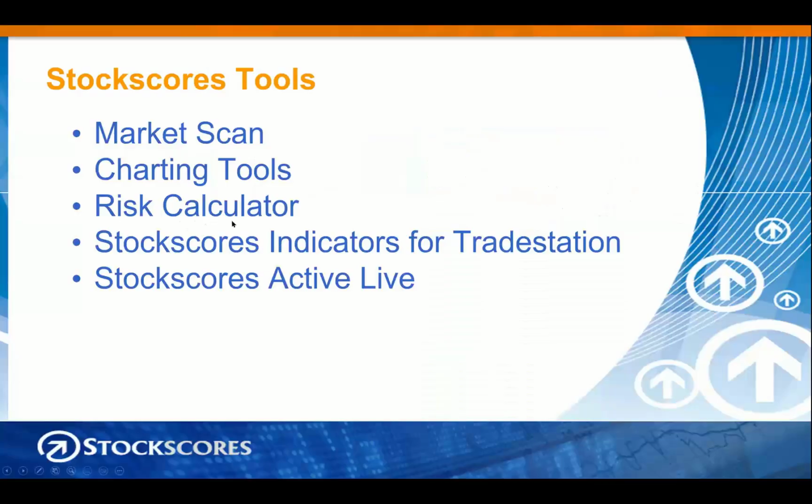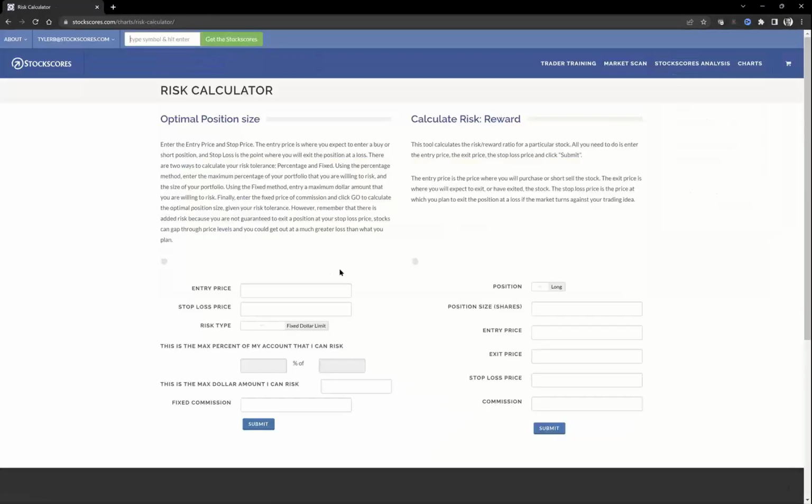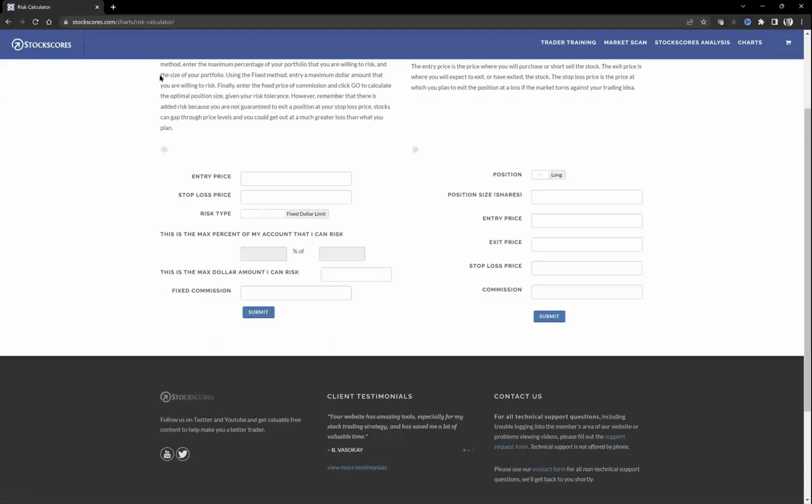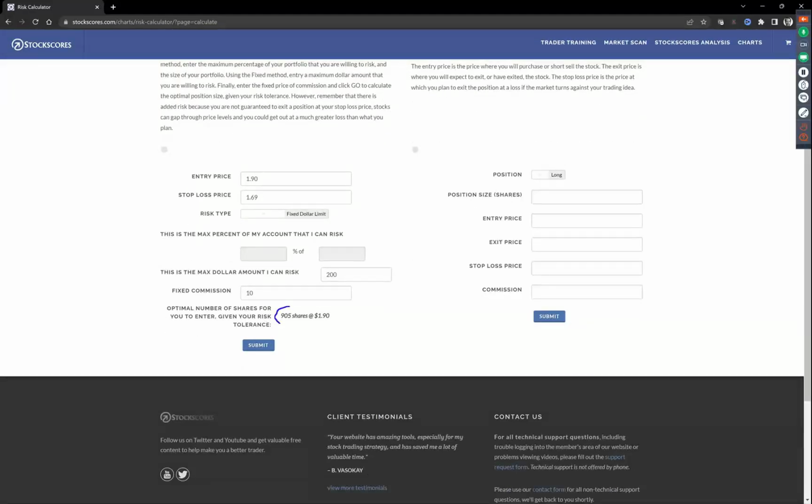Okay, the risk calculator is another tool in the Stockscores website. So if I go to charts and go down to risk calculator, I can determine position size. So if we're buying a stock at $1.90 and we're going to plan to lose if it goes below $1.69, and we don't want to lose more than $200 on any trade, and we pay $10 in commissions, click on submit, it tells me to buy 905 shares.